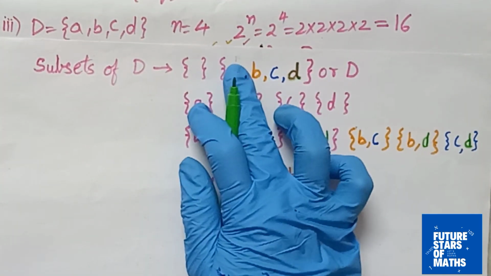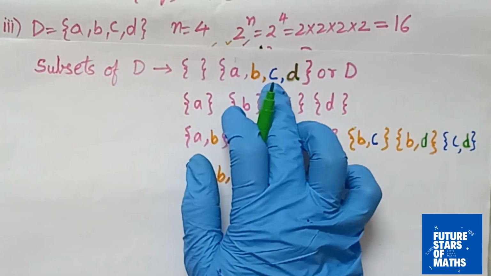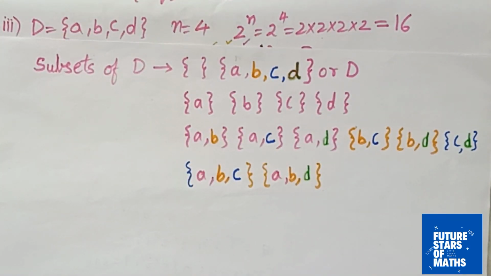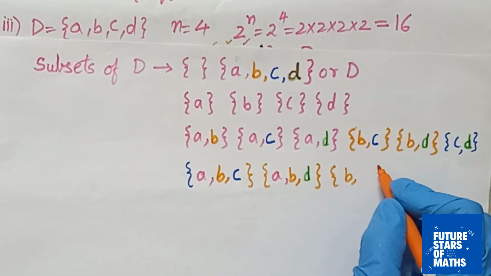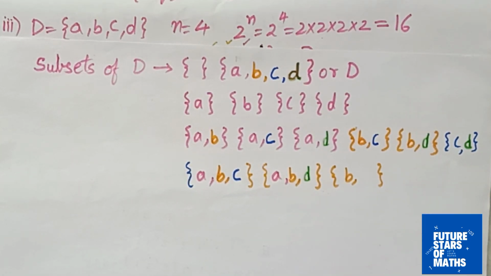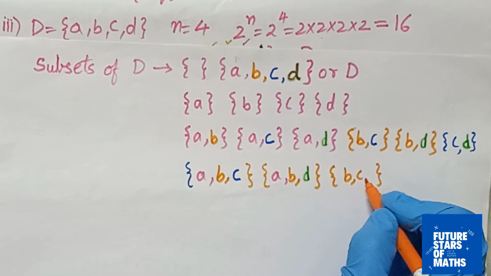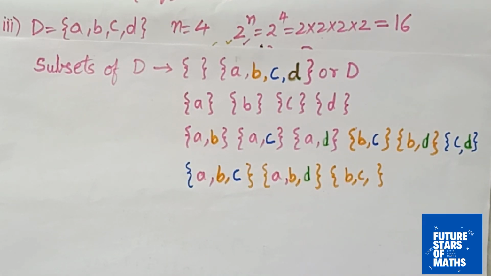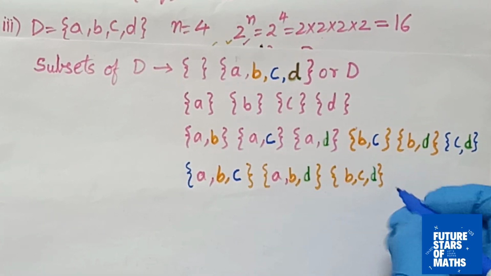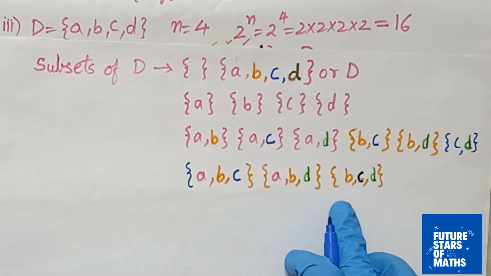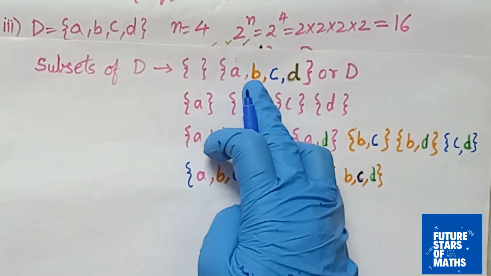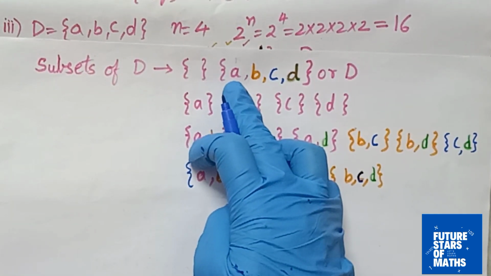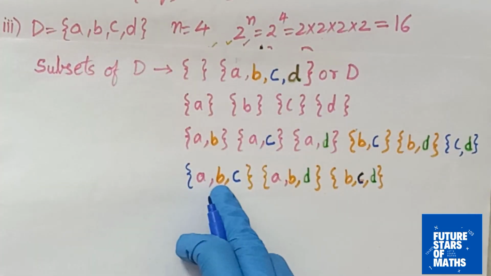Now we'll skip this A. What is left with B and C? With B and C, how many pairs will be there? B and C we have to write. What is the third element with B and C? D. B we wrote with the blue color, so I will change it here. With B and C, one is D. Again, if you want, you can check with B and C, one more will be there, that is A. But we already wrote that, A, B and C.